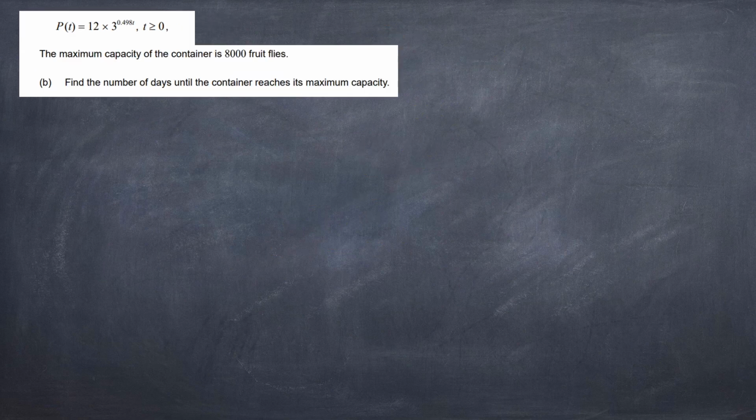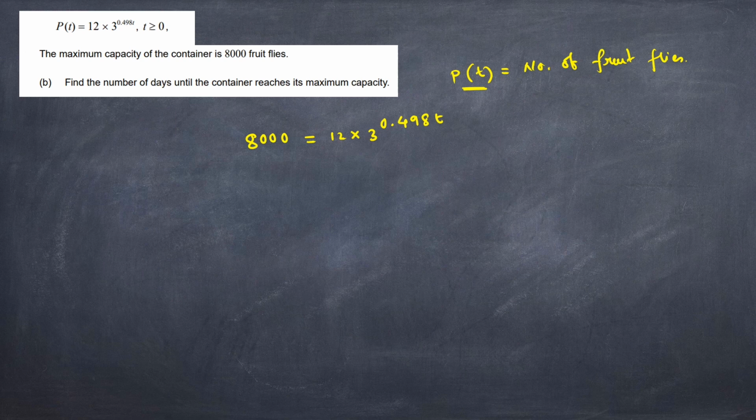Now the third part. In the third part, the maximum capacity of the container is 8,000 fruit flies. Find the number of days until the container reaches its maximum capacity. As you can see, P(t) is basically the number of fruit flies. So here P(t) is given as 8,000. So 8,000 = 12 × 3^(0.498t). Here we need to find out t, in how many days the container will be filled up by 8,000 fruit flies.